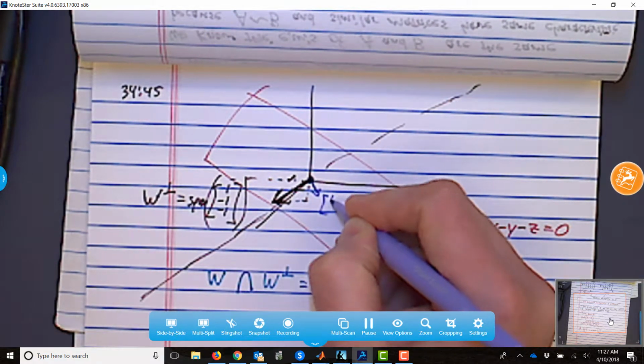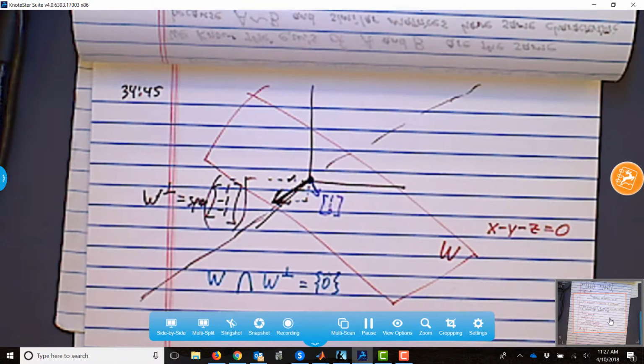There's 1, 1, 0. Is this the group work or what? Yeah, this is the group work. For the back or?